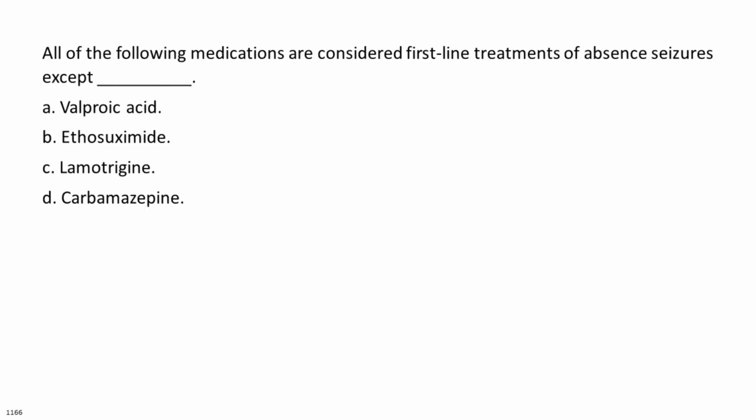All of the following medications are considered first-line treatments of absence seizures except: A. Valproic acid. B. Ethosuximide. C. Lamotrigine. D. Carbamazepine.